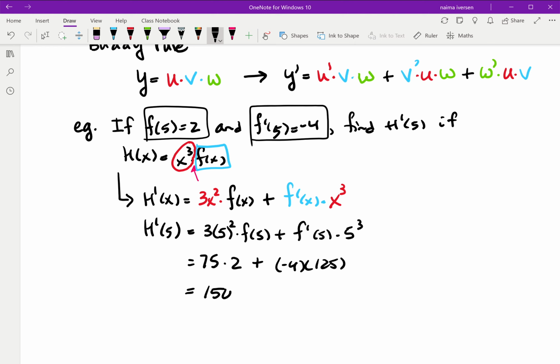75 times 2 is 150. Negative 4 times 125 is 500, negative 500. And so my answer would be negative 350 is equal to h prime of 5.